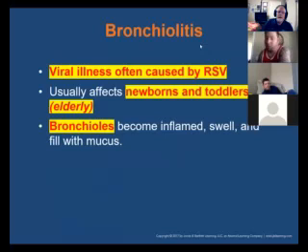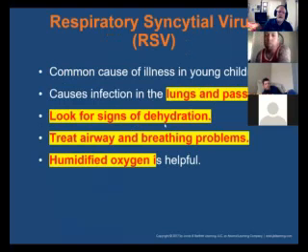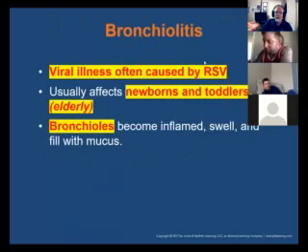Bronchiolitis results from RSV. Just remember I said it's an infection in the lungs and airway or respiratory passages. Well, there you go. Bronchiolitis, that can result from RSV.